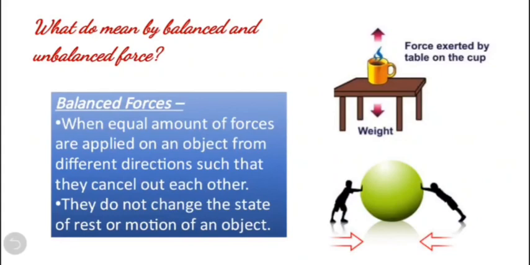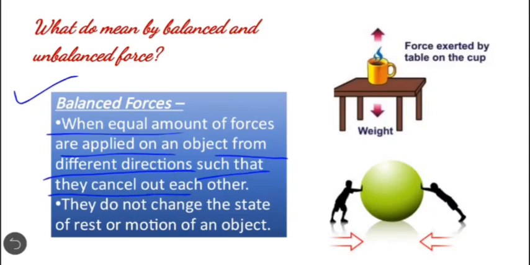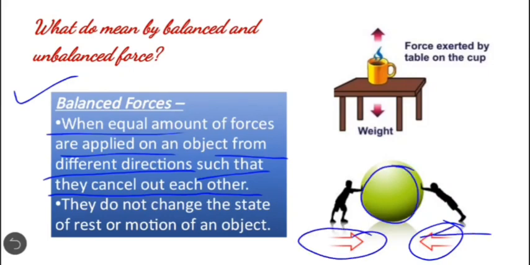Now the next question is, what do you mean by balanced and unbalanced force? First we will cover balanced force, where equal amounts of force are applied on an object from different directions, such that they cancel out each other. This is known as balanced force. It means when two equal amounts of force are applied on an object from different directions, then the object is said to be in a condition of balanced force.